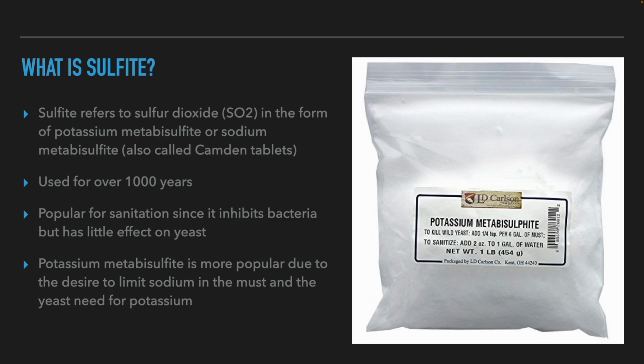The roles of sulfur in cider are antimicrobial and antioxidant. Homebrewers use these tablets to bind chlorine or chloramine in the brewing water. The use of sulfur in alcohol has existed for more than 1,000 years, especially in grape wine, and it's also created naturally by the yeast during fermentation.